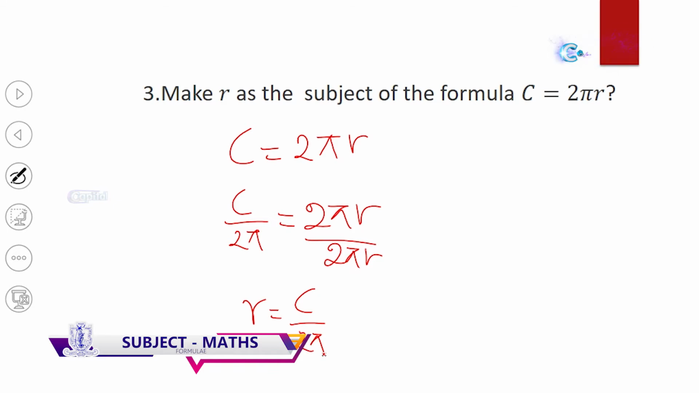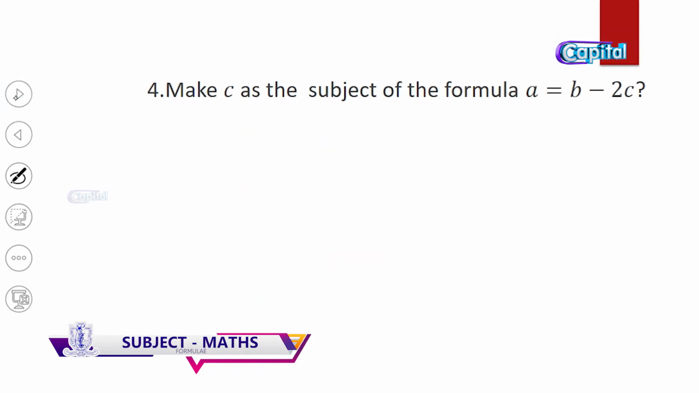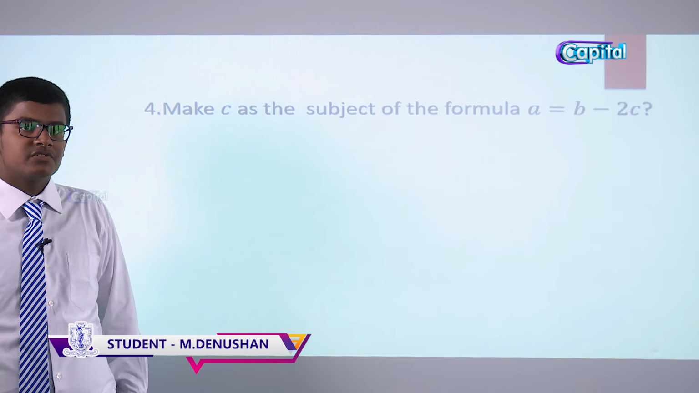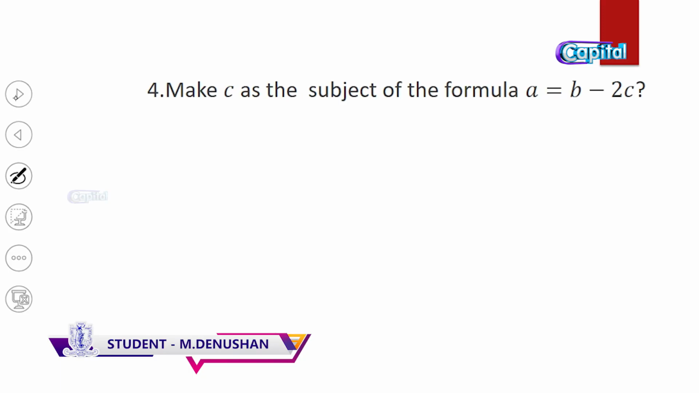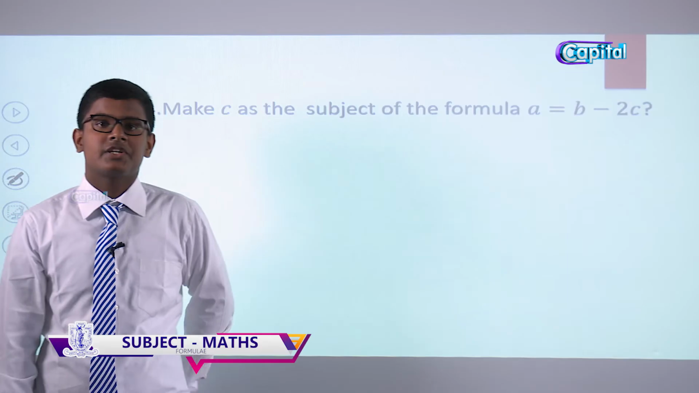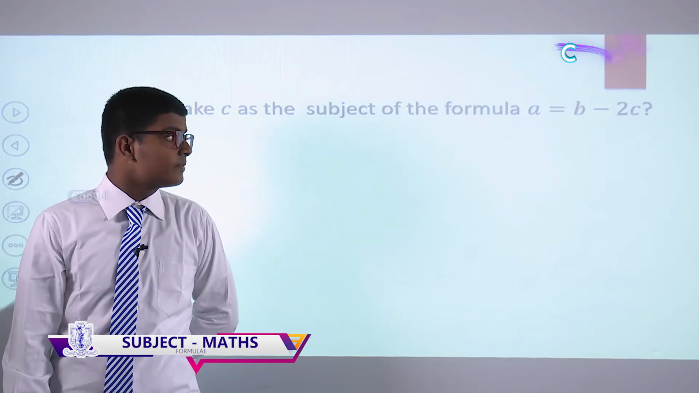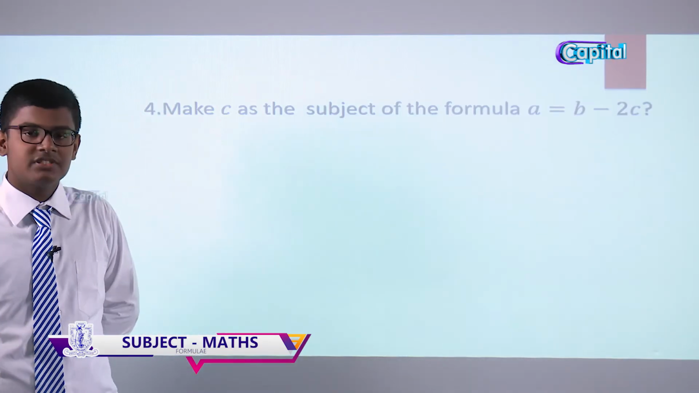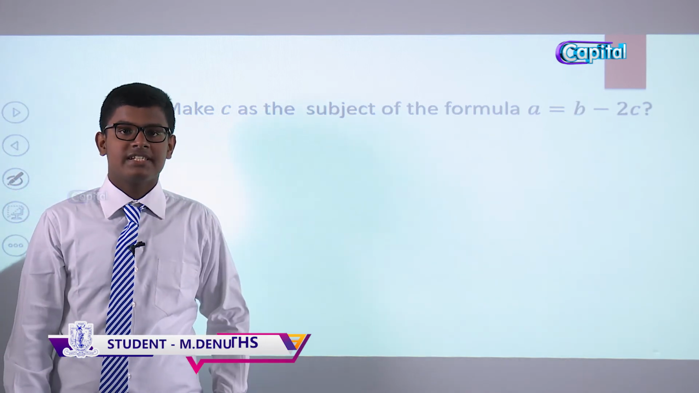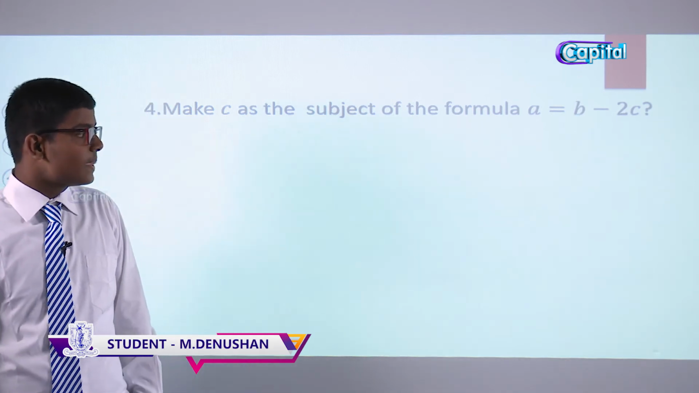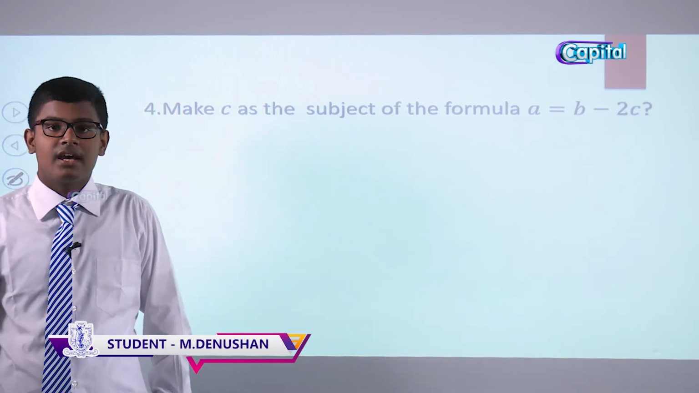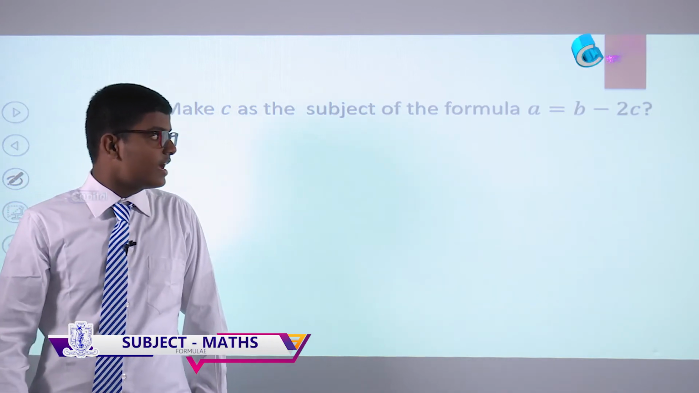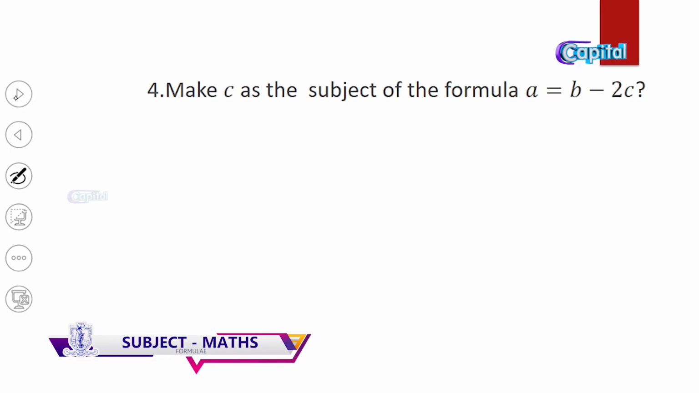Now let's move into the other question. In the formula a is equal to b minus 2c, we have to make c the subject. For that purpose, before making the subject, we have to look into the coefficient in the formula. In the formula a is equal to b minus 2c, the coefficient of the 2c is negative, but we have to make that positive. For that purpose we have to add 2c to both sides.